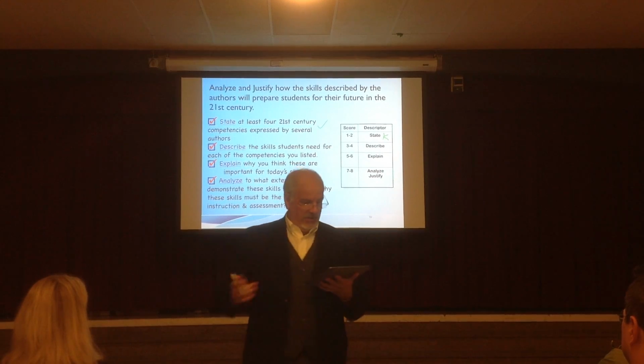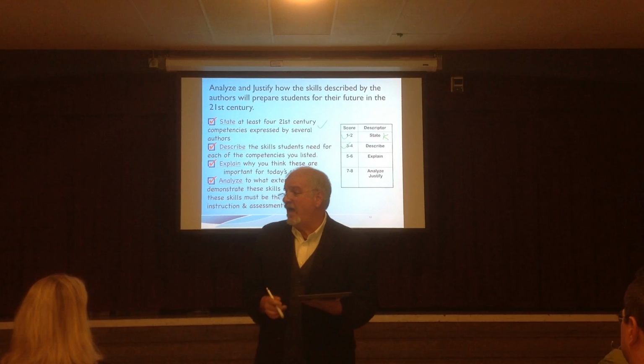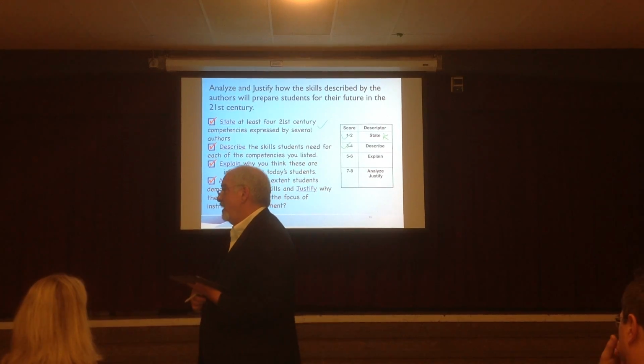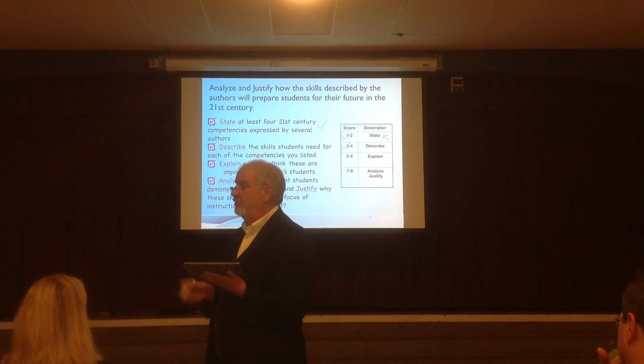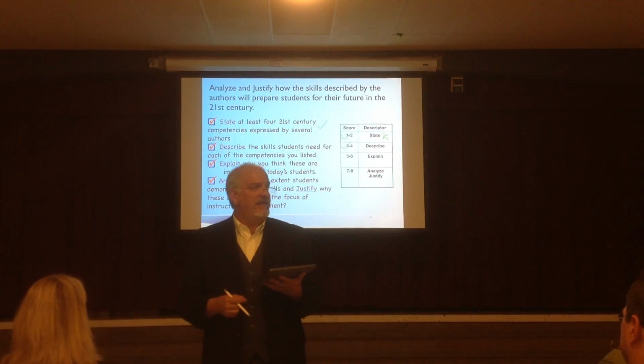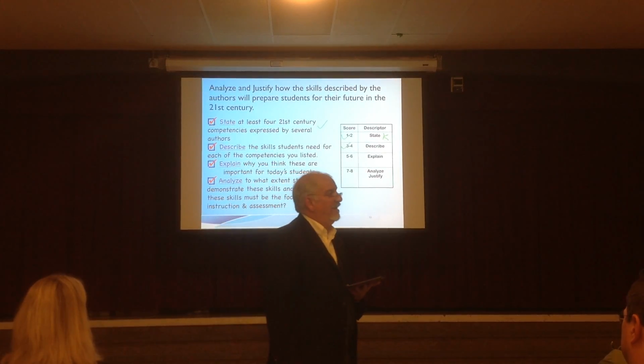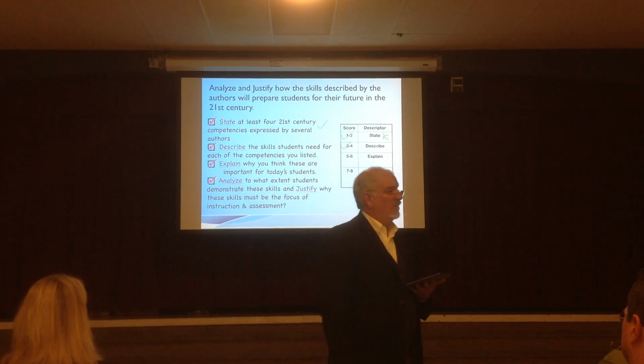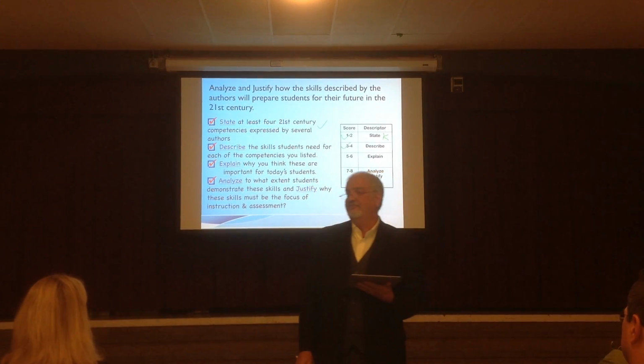You just all did the second level. You described what problem solving looks like. So now we're up to at least a 4. Now, why do you think that's important for kids today? Why do they need that skill?